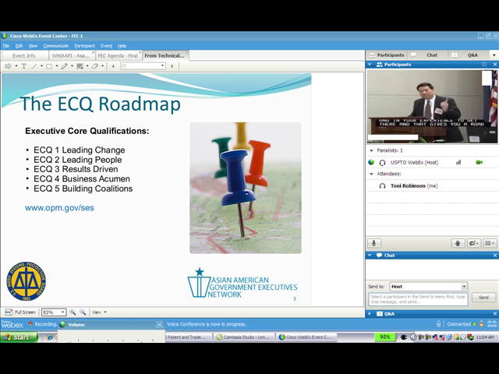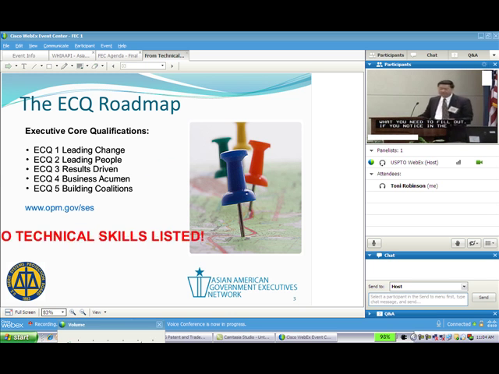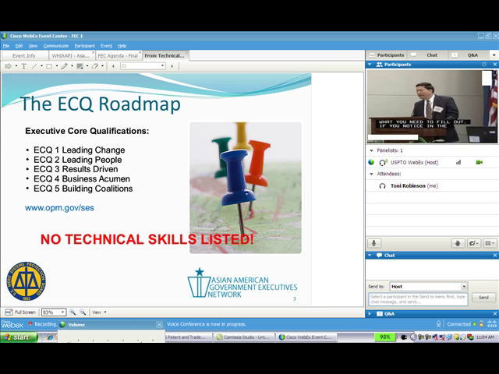Right? But if you notice in the ECQs, there's nothing in there about technical. Right? And I'm from IT, but we're not talking about technical from an IT perspective. It's just whatever your expertise is in your job, and the technical aspect of it is not in there. All right, it talks about leading change, leading people, business acumen, achieving results, and building coalitions. And none of those things have the technical.